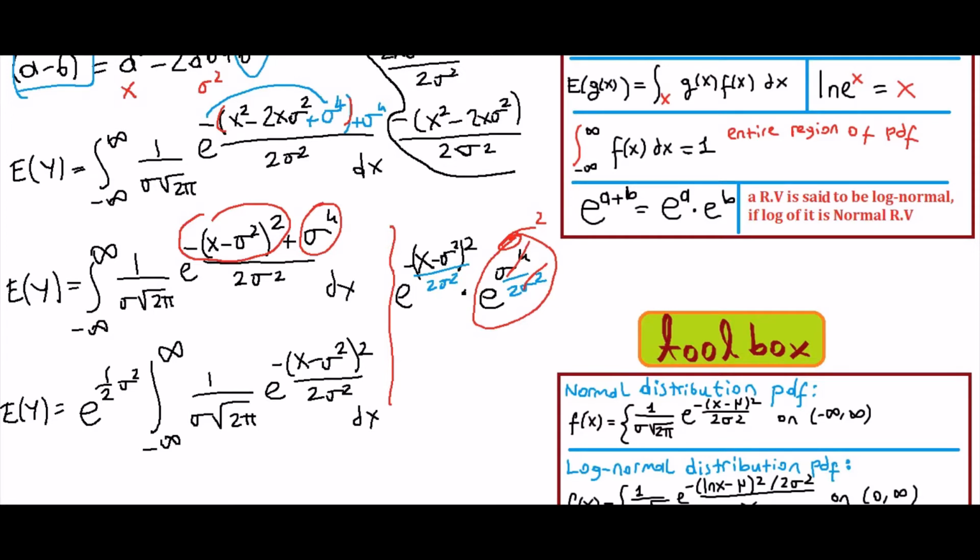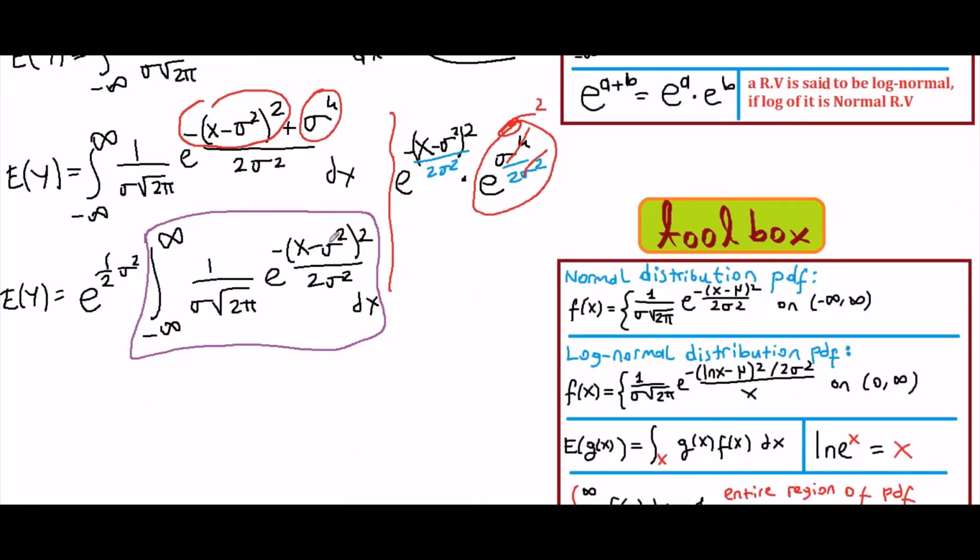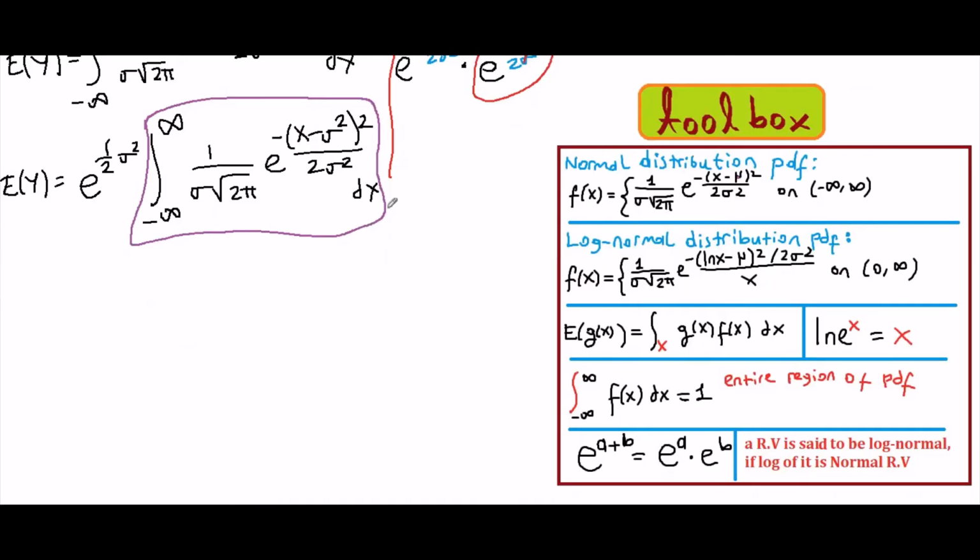If you observe, this expression here is the PDF of a normal distribution with the parameter sigma squared as our mu, because here we have x minus sigma squared, x minus mu, so our mu turned into sigma squared. As we said, mu is just a value, just a number. It can be sigma squared. So here our parameter is sigma squared. But no matter what it is, the PDF over the entire region is equal to 1 using the properties of PDF. So this expression is equal to 1.